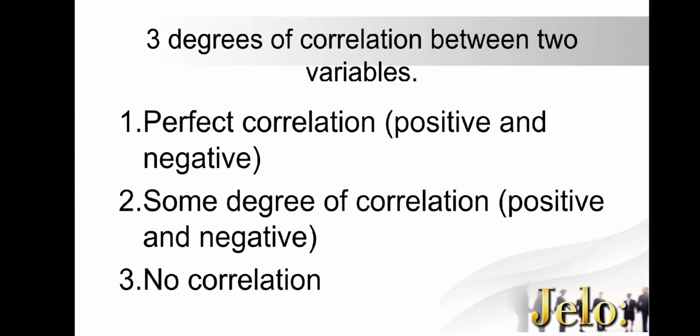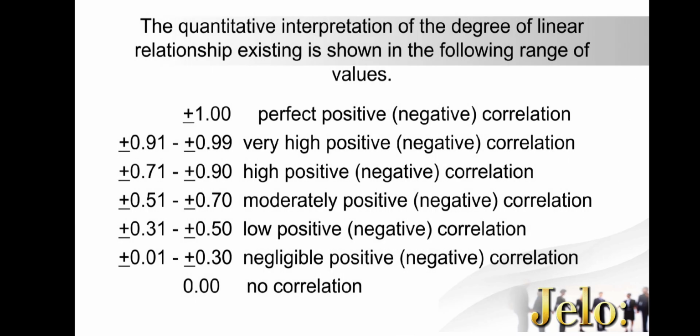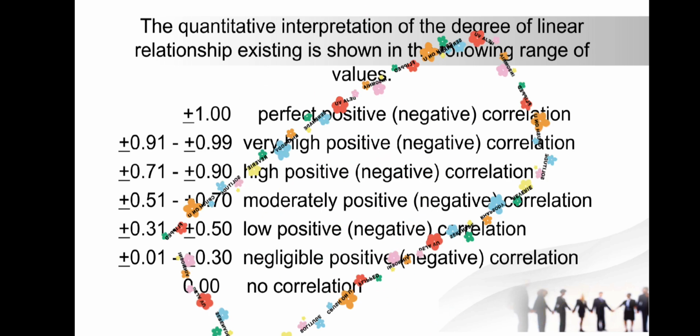Next, there are 3 degrees of relationship or correlation between two variables. The first one, we have perfect correlation, positive and negative. Number 2, some degree of correlation, positive and negative. And the last one is no correlation. The quantitative interpretation of the degree of linear relationship existing is shown in the following range of values. So here we have different interpretations that we can use.